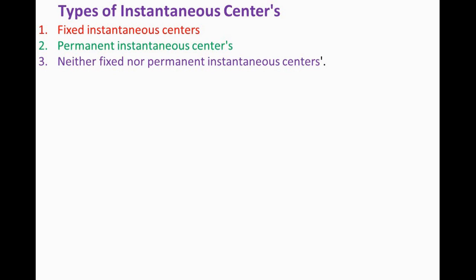Before that, let us discuss about the types of instantaneous center. There are three types of instantaneous center. First one is the fixed instantaneous center, second one is the permanent instantaneous center, and third one is the neither fixed nor permanent instantaneous centers.